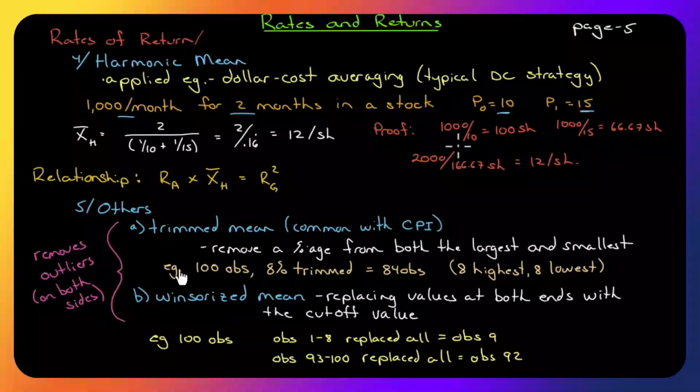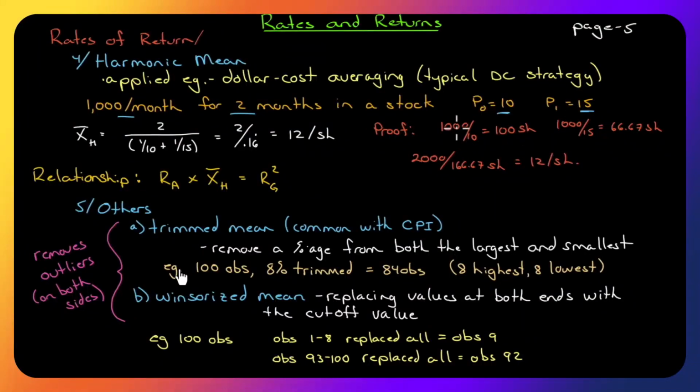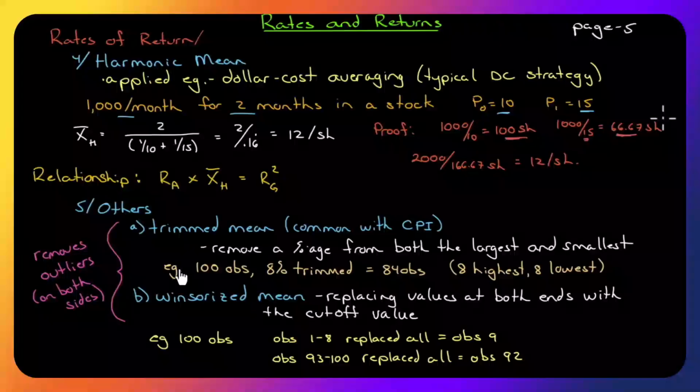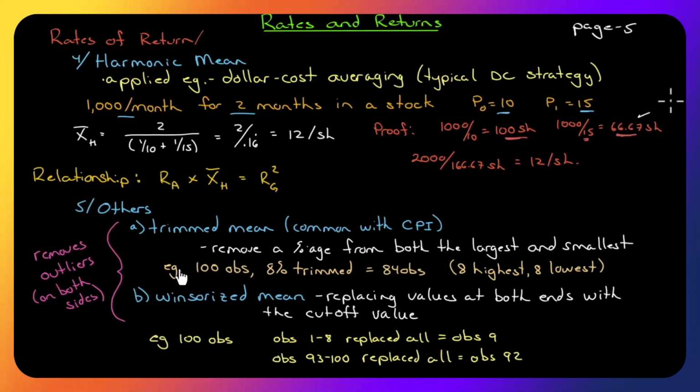Not really. Let's just look at doing it the long way. You spent $1,000 at $10 a share. The first month you bought 100 shares. The next month you paid $15 a share. You bought 66.67, and we will go with the assumption that you can buy partial shares, because some brokers now allow you to buy partial shares. So you spent $2,000 on 166.67 shares. Your average cost is $12 a share, not $12.50. Interesting, right? Let's use the harmonic mean for this.